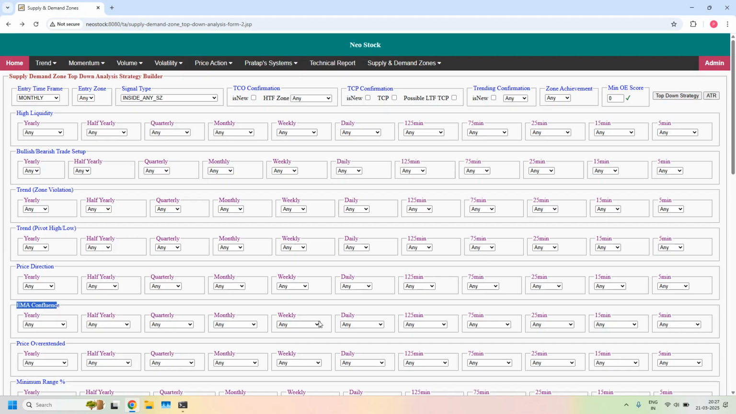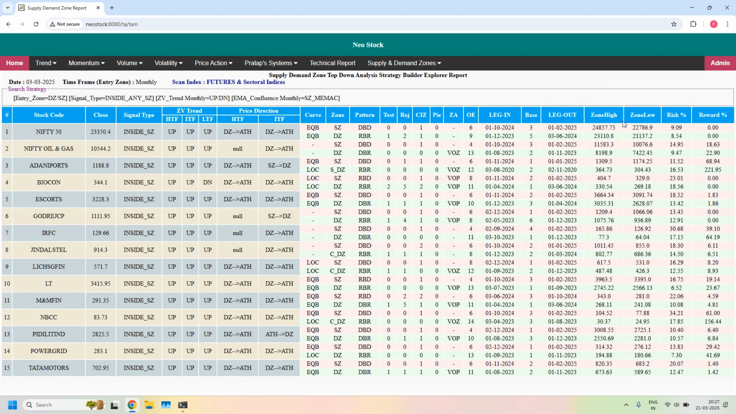So in the EMA confluence at monthly time frame, I am selecting monthly supply zone having monthly EMA confluence filter, and a trend on the monthly should not be sideways. It can be up or down. With these filters, now the list has come down to 15 stocks. In all these 15 stocks, monthly supply zones are having monthly EMA confluence, and also the current price closed inside these monthly supply zones.